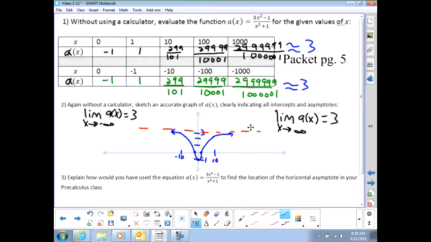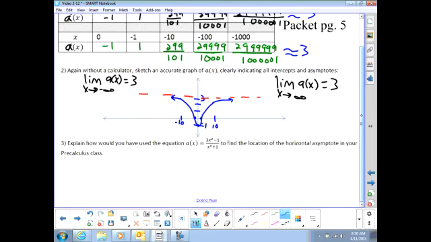Now in question 3 here, how you would have found this last year, we have the same degree. We have an x squared over an x squared. If you have the same degree, you saw that you just divided the leading coefficients to get the horizontal asymptote. Well, that's really 3 over 1, so that would have given you y equals 3.